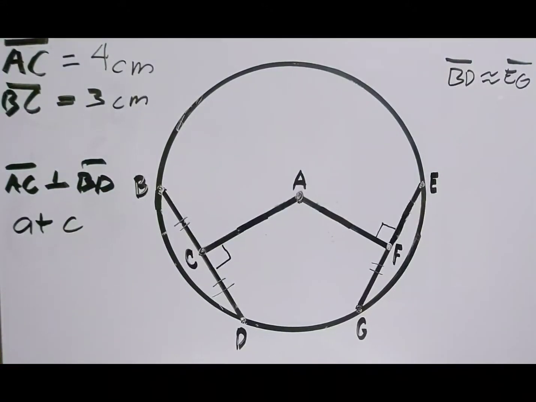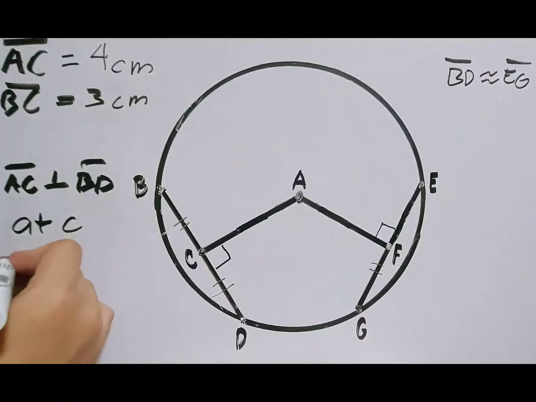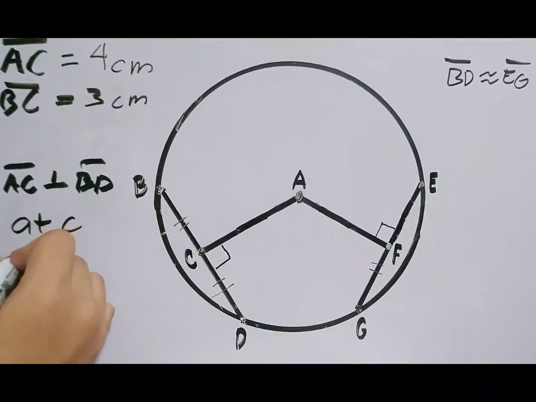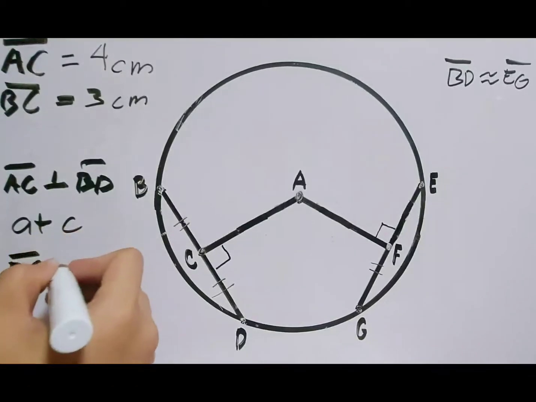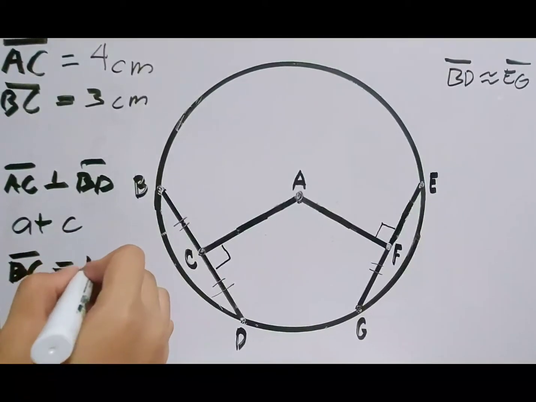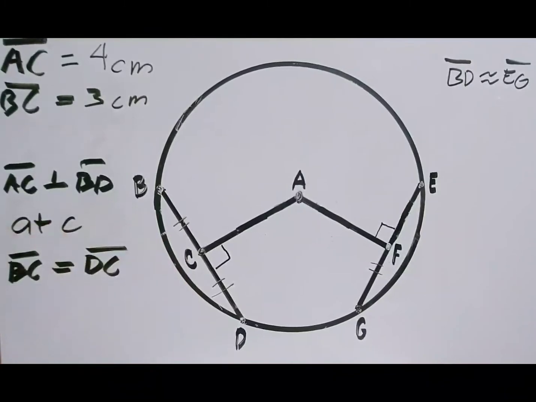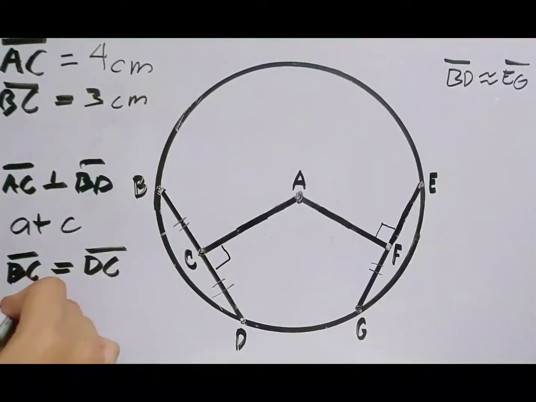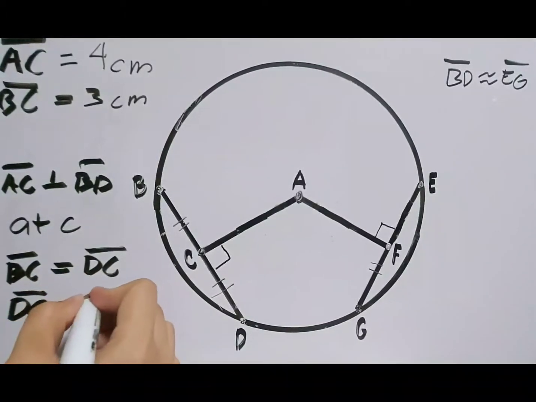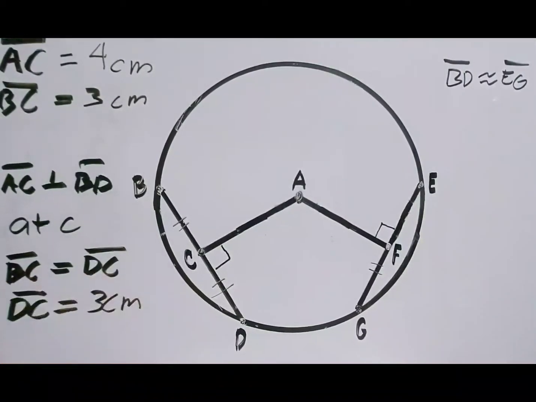So applying property number 1, it states that having this situation, line segment BC should be equal to line segment DC. And since we all know that line BC is equal to 3 centimeters, we know that line segment DC is actually equal to 3 centimeters.